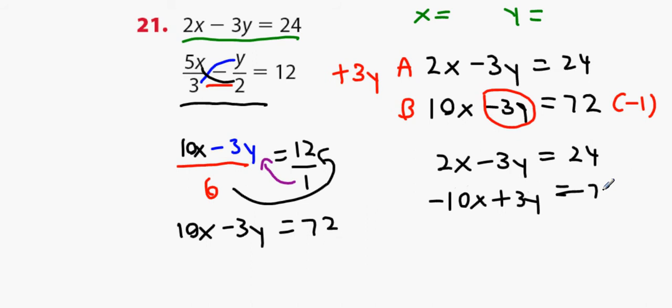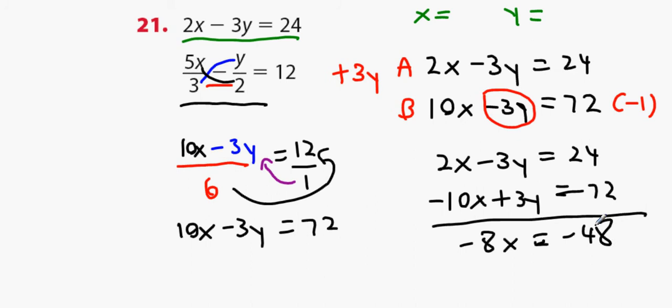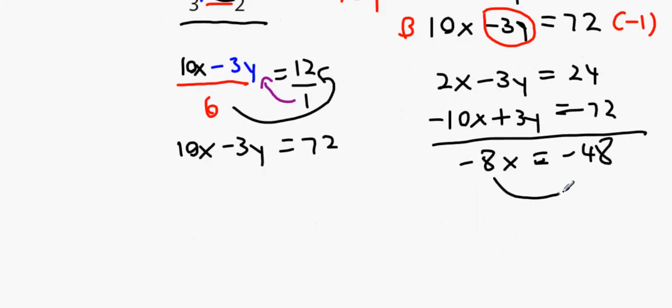Okay? And then what we're going to get here is minus 8x equals, now we're going to get 72 minus 24, so we're going to get minus 48, okay? Now we want the x on its own. So to get the x on its own, what we need to do is bring down the minus 8. The minus 8 goes into division mode, okay? Because it's multiplication on the left, it makes it division on the right. That means x is equal to 6, okay?